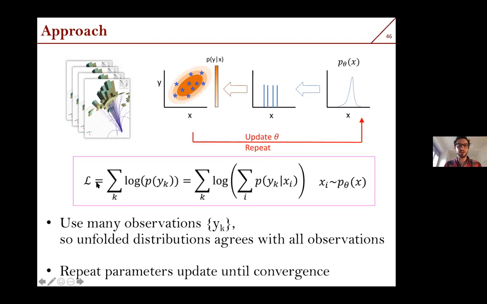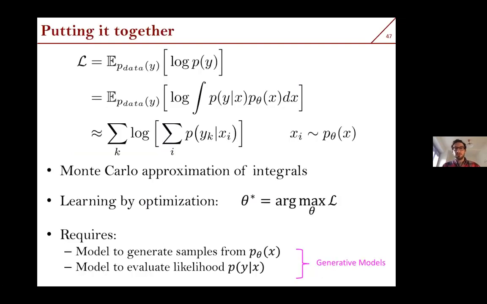So great, we basically compute gradients, repeat: sample data points, evaluate the likelihood, sum them up, take a gradient step and repeat. So this is kind of putting it all together. We want to maximize the log likelihood of the observed data. We compute that through this integral over this unseen source distribution of X, and we approximate that with Monte Carlo integration, and then you perform gradient descent to maximize the likelihood over the parameters.